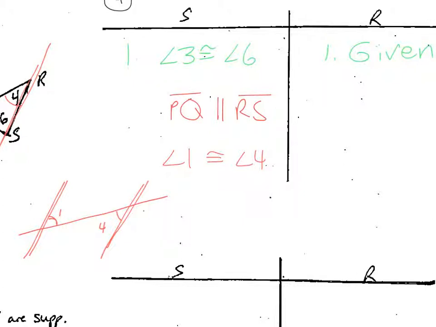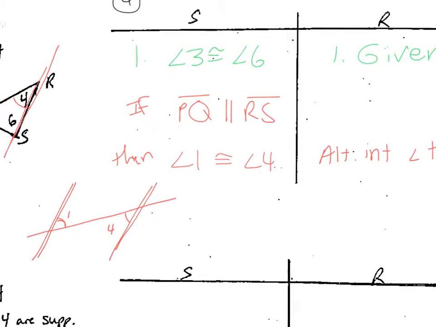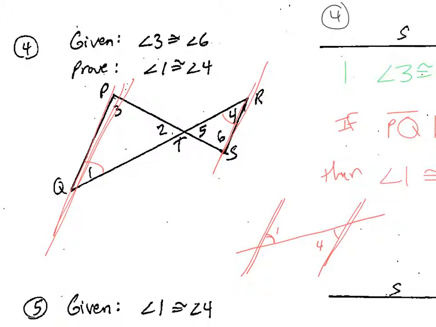And again, this is just me making up what I want to be true. If I know this is true, then it follows that angle 1 is congruent to angle 4, and that would be my alternate interior angle theorem. Okay, but I just totally inserted that step, and I don't know if I'm allowed to say that. So I'm going to see, I do know that angle 3 is congruent to angle 6.